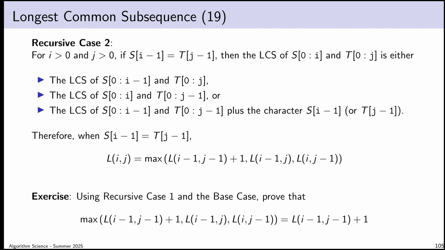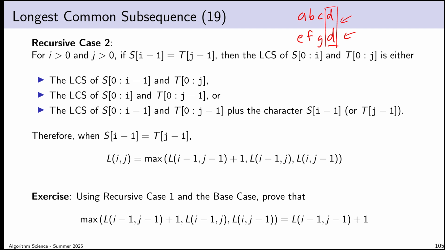Recursive case 2 is a situation where I have two strings like A, B, C, D and E, F, G, D. So the question here is, what's the status of this last character D? Well, both strings match in that character. So if the longest common subsequence of what's left over has a particular length, then I could just add D to that longest common subsequence and make a sequence that's one position larger.